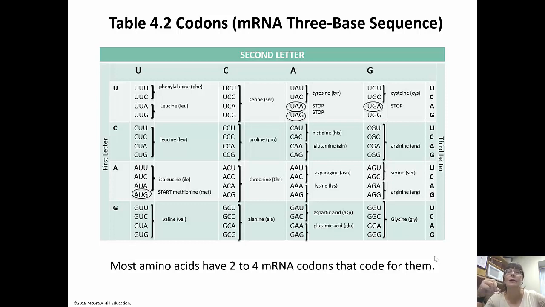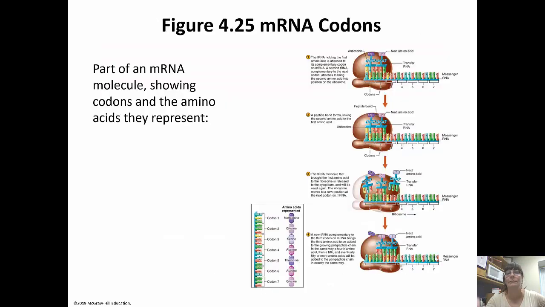And then notice some of these amino acids have 4 codons, like leucine, or leucine actually has 6 codons. Histidine has 2, arginine has 4, lysine only has 2, so you kind of get the basic gist. There could be quite a few codons for one amino acid. This is just showing you the part of the messenger RNA molecule, showing the codons and then the amino acids they represent.